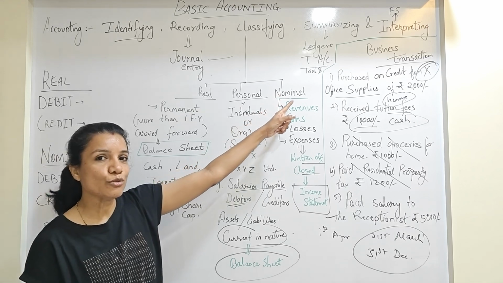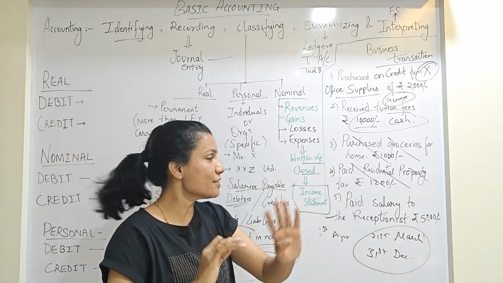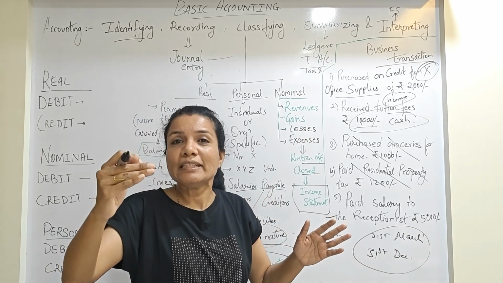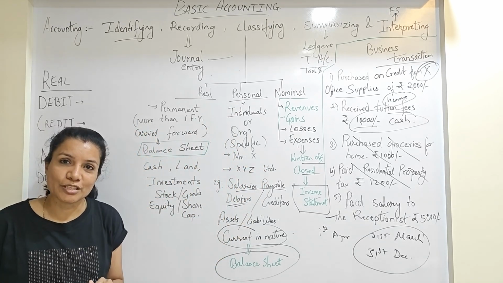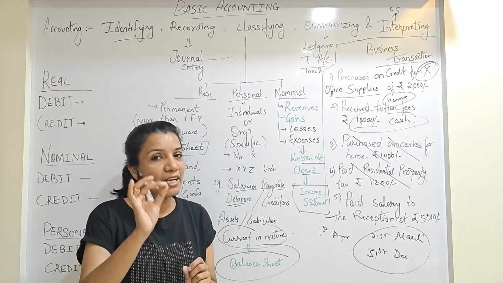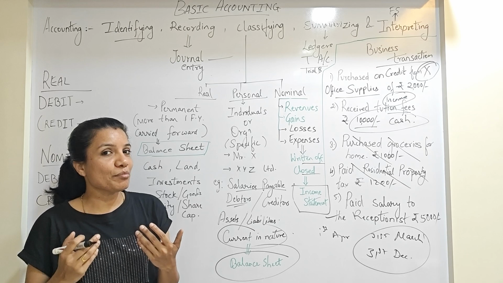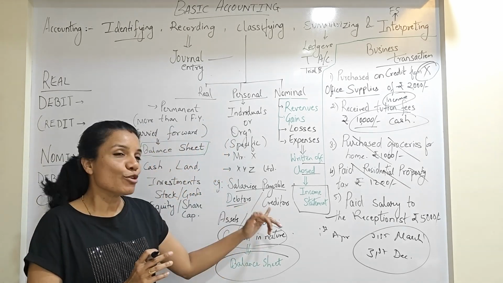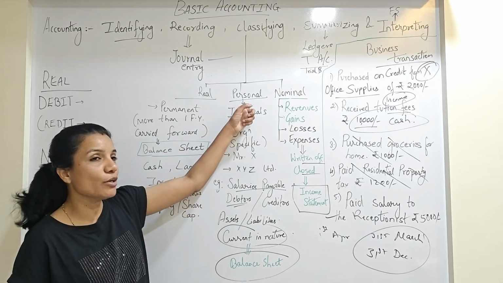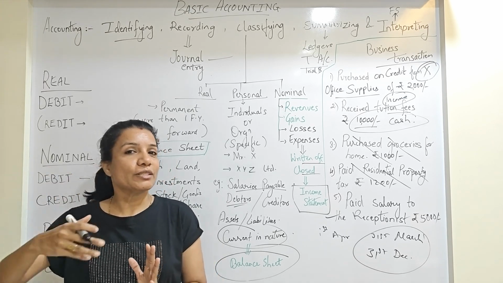So far, nominal accounts have only four categories: revenues, incomes, gains and losses, and expenses, and they go to the income statement and are written off, not carried forward to the next accounting year. Next we saw personal accounts. Personal accounts are individuals or organizations. You may identify each and every individual or organization, or you may club them together. Now they can be assets or liabilities, debtors or creditors, and they go to the balance sheet. One more speciality about them, they are more current in nature. Now what are current assets? We'll get into it in the next video.